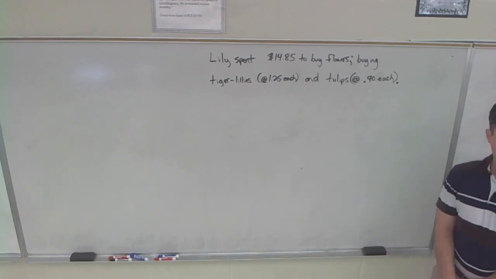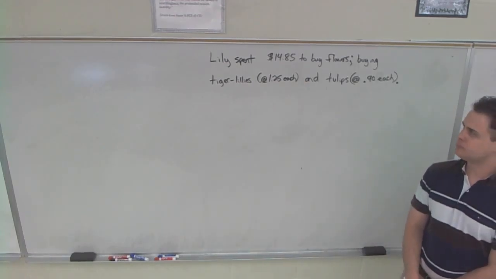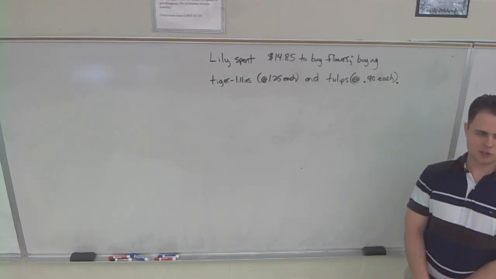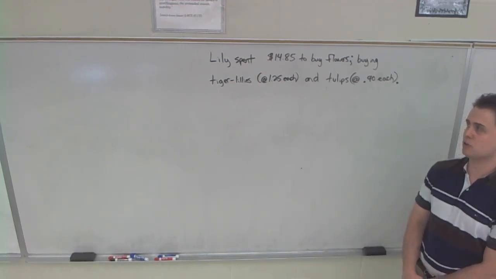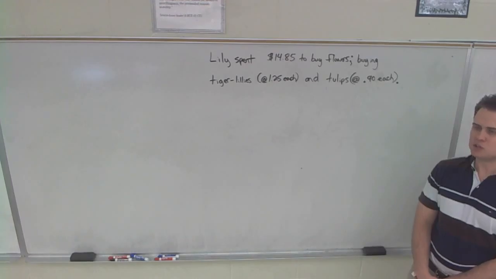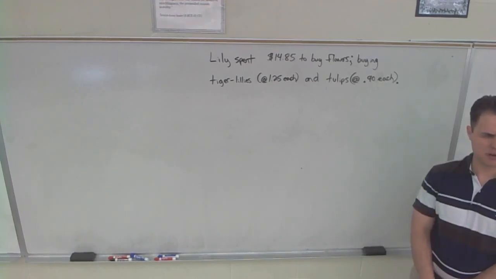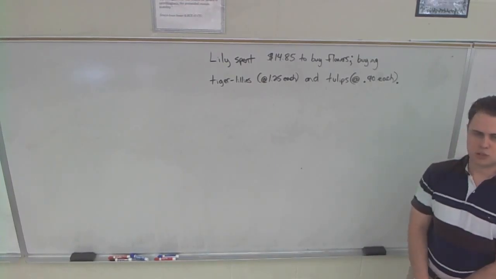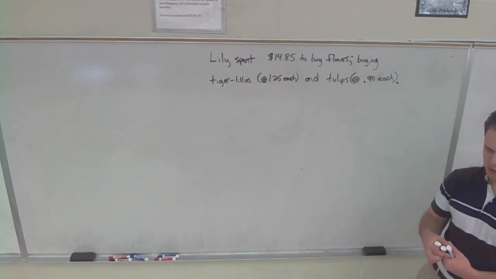Okay, let's look at an application now. So what do you guys think the question is on this one? Lily's buying flowers, she buys tiger lilies. I thought that was a slight bit ironic. And she buys tulips. What do you think they want to know? How many tiger lilies and tulips? Yeah, like how many of each one, totally. So that's the question. How many of each kind did she buy? So we should have a system.